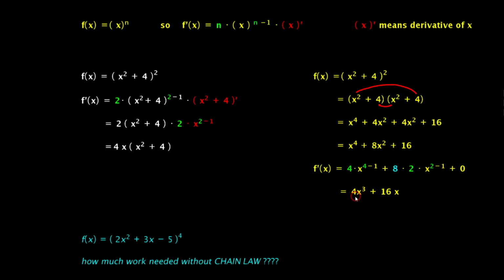Now they don't match, because we have to either simplify the left side or factor the right side. If I factor out a 4x, cubed divided by 4x is x squared. 16x divided by 4x is a 4. Size of the math on the right side, size of the math on the left side, and we have just applied the chain law.